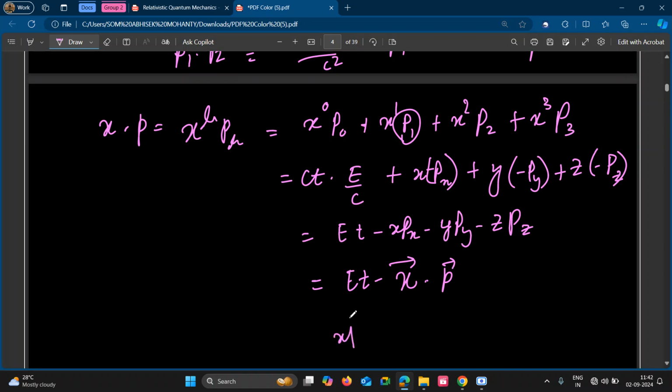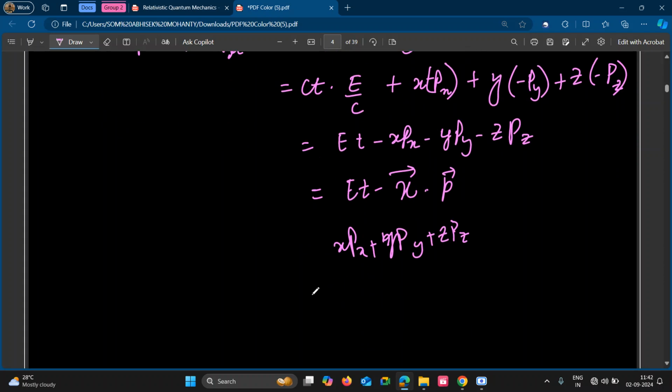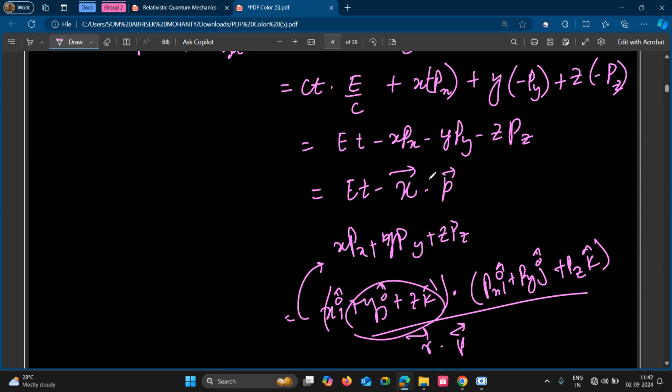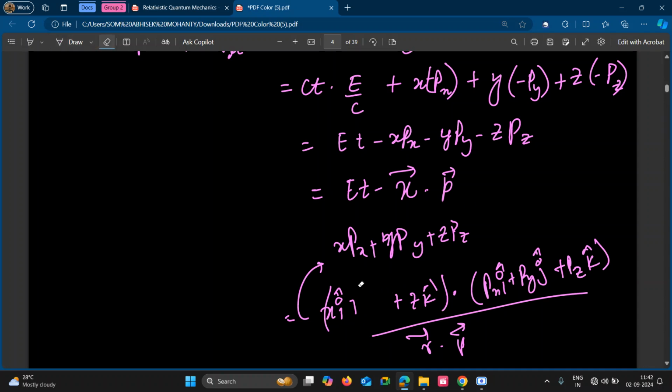Because if you remember, suppose it was in simple vector form, so could I have written it like this: x i cap plus y j cap plus z k cap dot p x i cap plus p y j cap plus p z k cap, and simply multiplied them. I would have got this exactly like that. So this is your R vector, this is your P vector. Here, in place of R, I'm writing X. That's it. Simple.